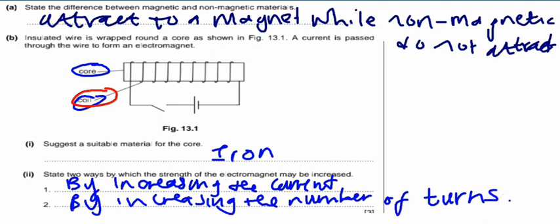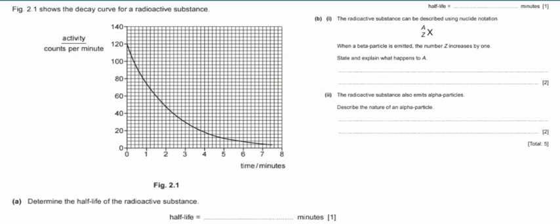So that is our final answer. Let's come to question 3. Question 3 is saying, figure 2.1 shows the decay curve for a radioactive substance. So we have the original mass, in this case 120. Then at the end here, it's just ending at 7.5, somewhere there.